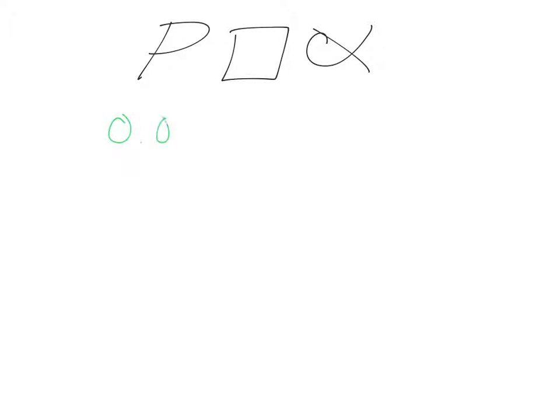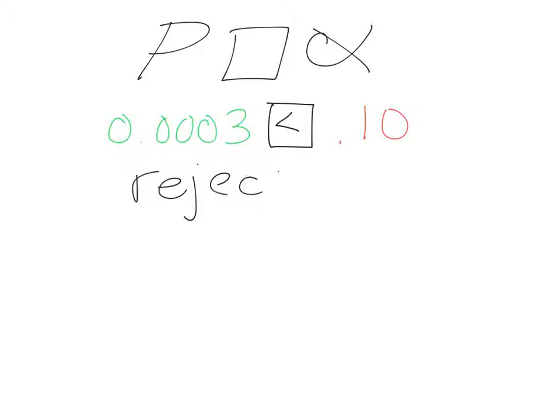So to finish our hypothesis test, we just need to compare our p-value to our level of significance. We just calculated our p-value to be 0.0003, and our level of significance, by definition, was 0.10. Now this one's very clear to see that the level of significance is bigger than our p-value. So because of that, we are going to reject H null.